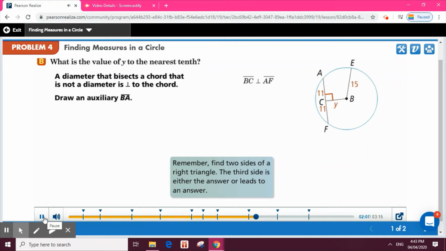Draw an auxiliary segment BA to form a right triangle. The auxiliary segment BA is congruent to segment BE because they are both radii of the same circle. So the length of segment BA is 15.